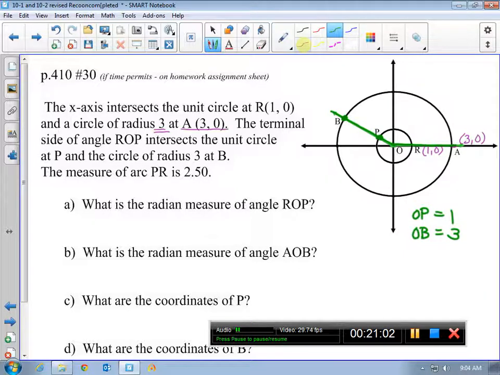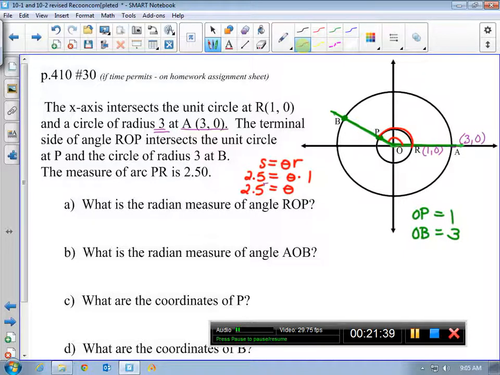Okay. The measure of arc PR is 2.5. So they're telling us an arc length. So let's see, if we go back to that little s equals theta r, our arc length is 2.5 with a radius of 1. That means our theta is also 2.5. So the angle here in red, this angle is 2.5 radians.